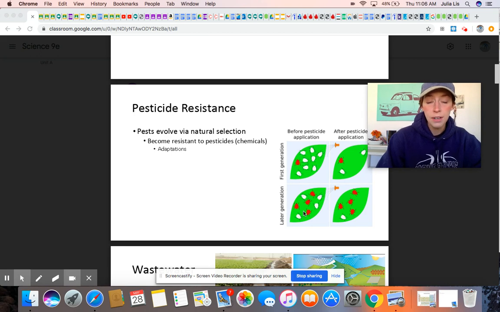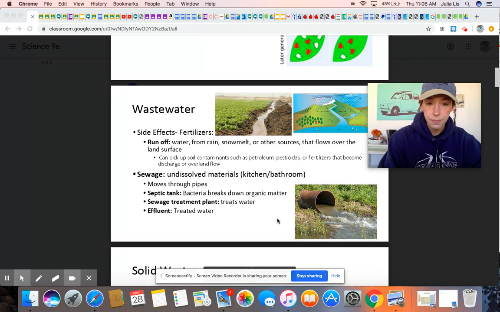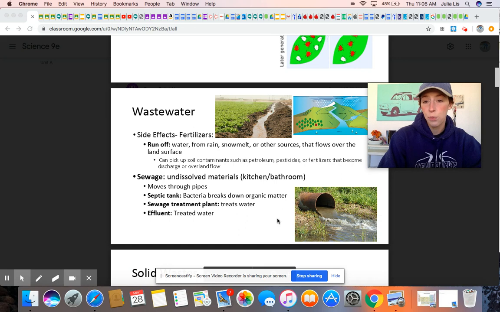So understanding pesticide resistance is really important, and the chemicals that we use, antibiotics that we take, and bacteria. And so it's an important concept that you'll also talk a little bit more about in grade 10 science, as well as Bio 20. The last section is looking at waste.